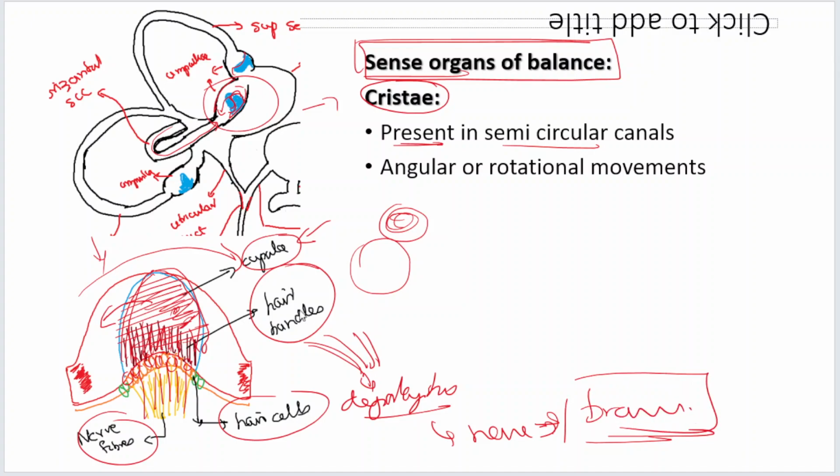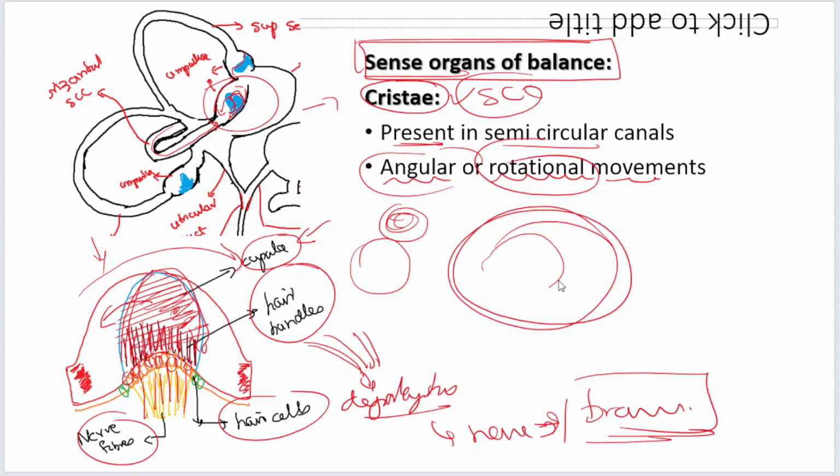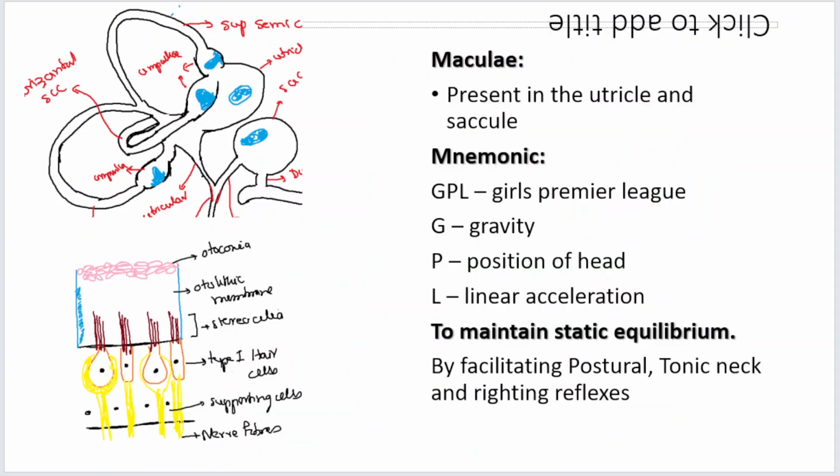Okay, this is how the crista, which is present in the semicircular canals, detects angular or rotational movements. So angular or rotational movements, when you are going on a merry-go-round or doing ballet dancing or rotating around just like that, the organs present in the semicircular canals will get activated. What are the organs present? Crista. In that, what is getting activated? The hair cells present in the cupula. These will move, causing you to perceive angular acceleration.